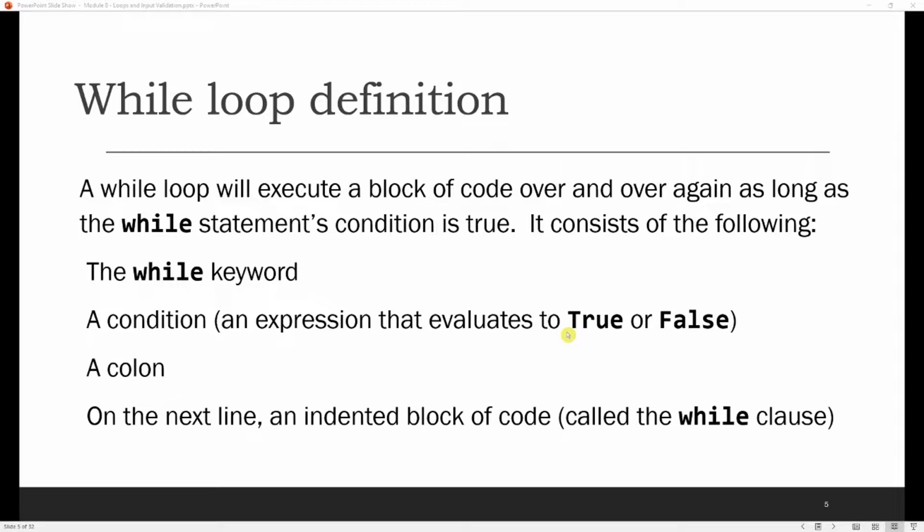First, the while keyword, then a condition. So in the last case, while i is less than 5, it will be an expression that evaluates to true or false, and it will keep running while that condition evaluates to true. We then follow that with a colon, and on the next line, an indented block of code. This is called the while clause.